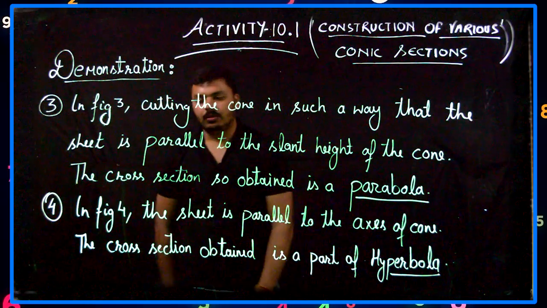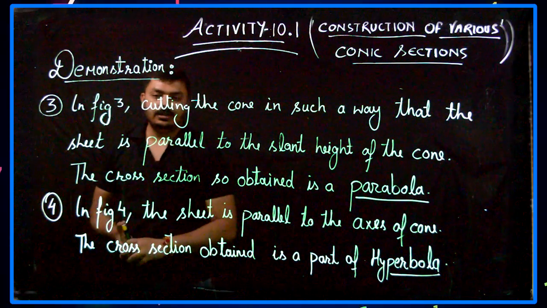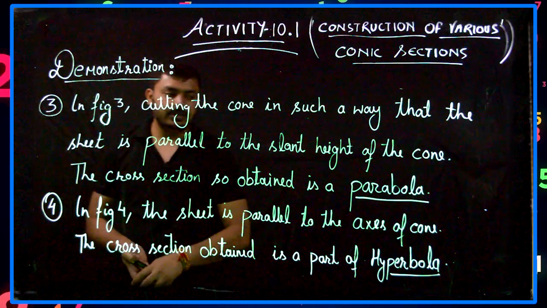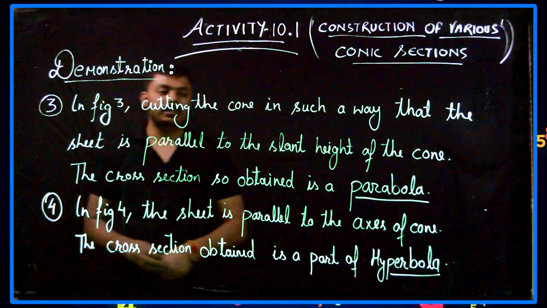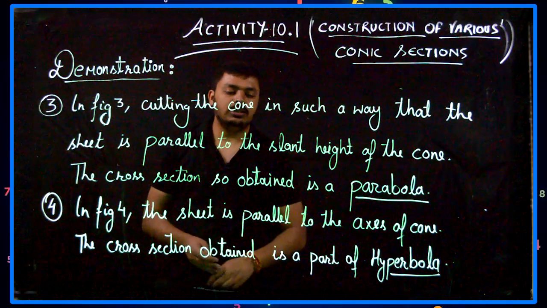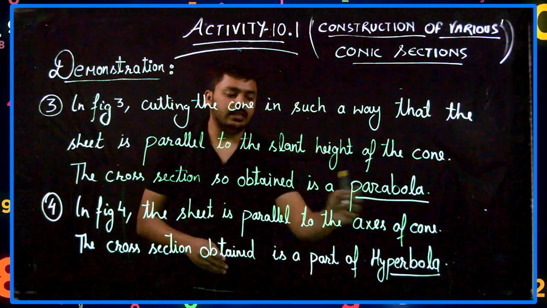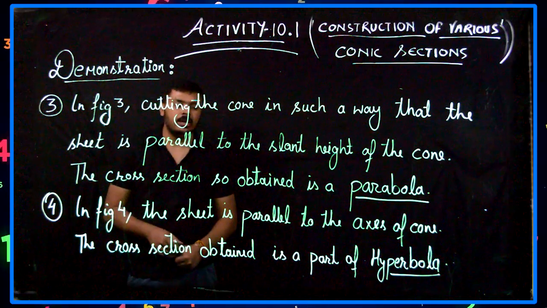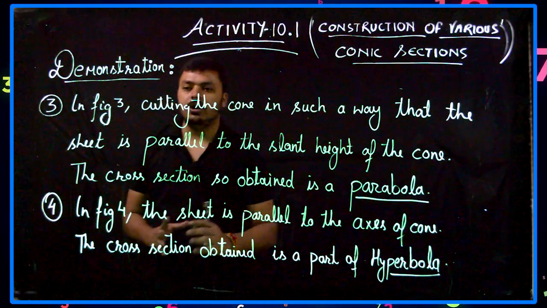In this way, we have cut our cone in 4 different ways. In the first we got the cross section as a circle, in the second figure an ellipse, and in the third, when the sheet was parallel to the slant height, the cross section was a parabola. In figure 4, when the sheet is parallel to the axis of the cone, the cross section obtained is a part of the hyperbola.